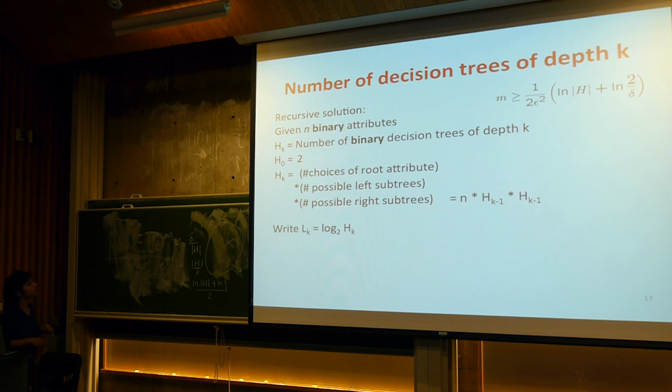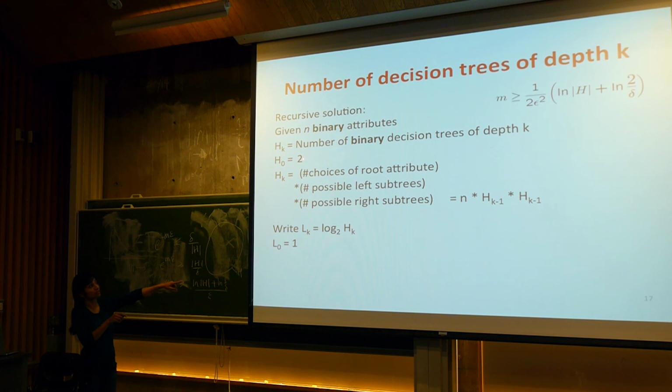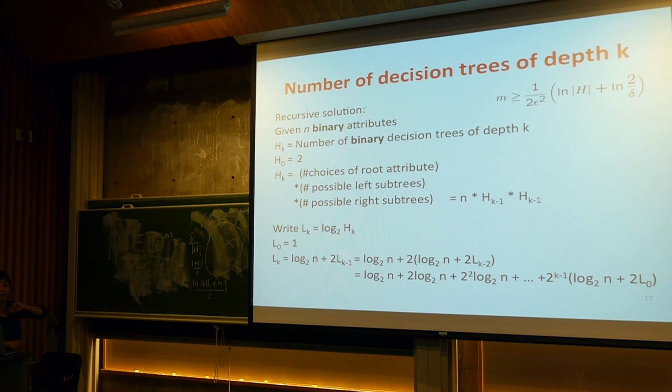everything becomes a sum. So I can write Lk as the log of the number of trees of depth k. So L naught is just 1, right, because h naught is 2, and I'm taking log to the base 2. Lk is the log of this quantity, which is log n plus twice log hk minus 1, which is twice Lk minus 1, right, so I get the first part. And then I can just recursively keep on writing Lk minus 1 in terms of Lk minus 2 and so on, right, so that's what I did here, and you can keep on expanding it.